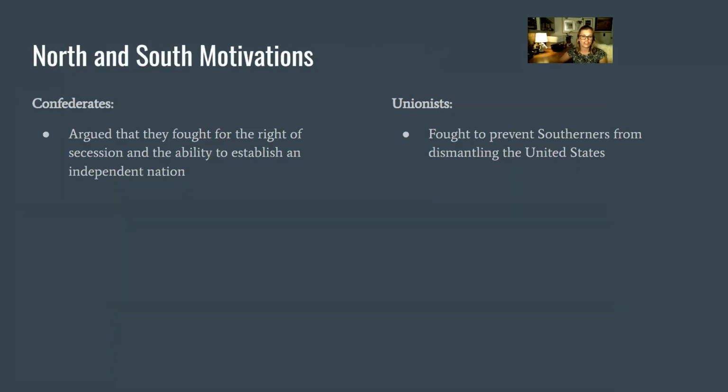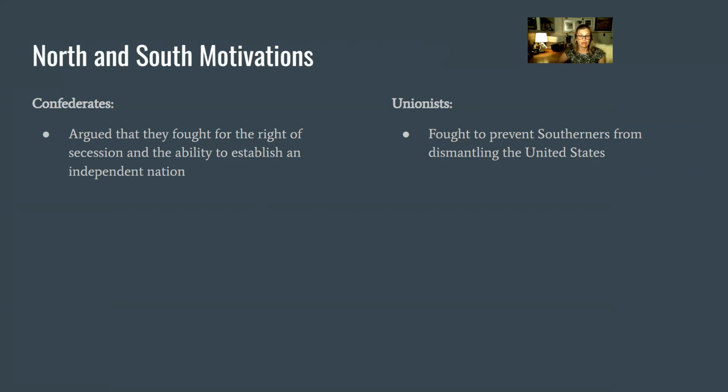So here are some distinctions and motivations. The Confederates in the South argued that they were fighting for the right to secession. They were fighting for the right to secede and become their own independent nation. Unionists, on the other hand, believed they were fighting to prevent Southerners from dismantling the United States. So you can see how the paradigm is very different.